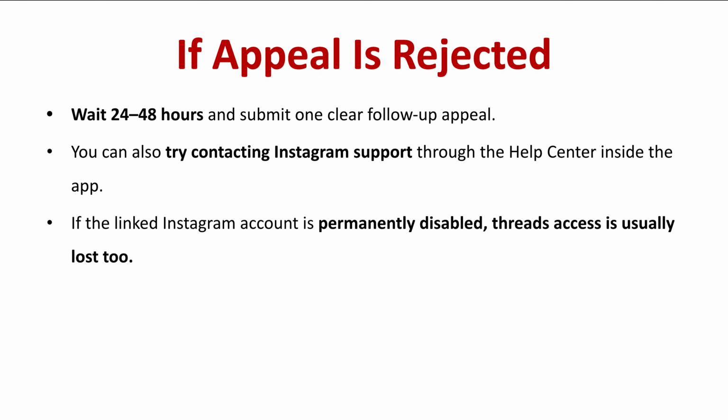If the appeal is rejected, wait 24 to 48 hours and submit one clear follow-up appeal. You can also try contacting Instagram support through the help center inside the app. If the linked account is permanently disabled, Threads access is usually lost too.